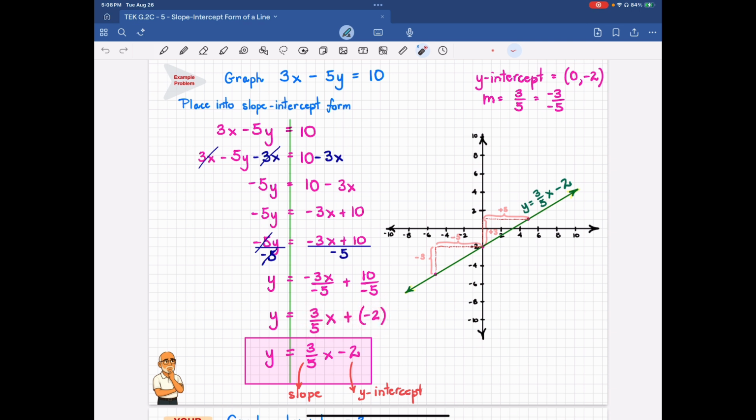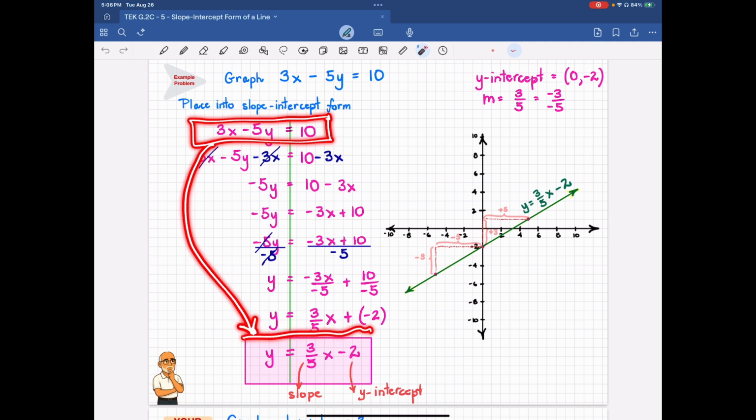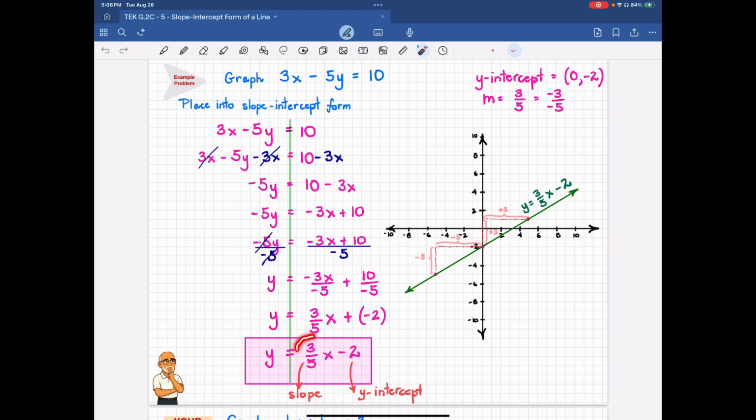Now, whenever you're adding a negative, you can easily simplify it by just calling it subtraction. So you could say this is going to be 3/5 x minus 2. We went from standard form the whole way down to slope-intercept form. Now, looking at the slope-intercept, I want to then pull out my slope, which is the coefficient next to the x, and it's a positive 3/5. My y-intercept is a negative 2.